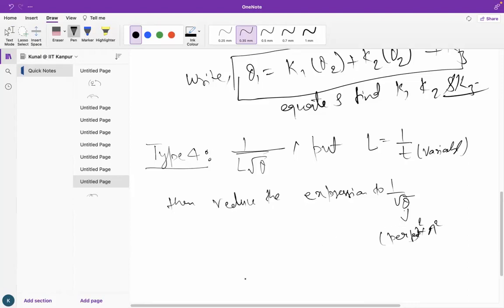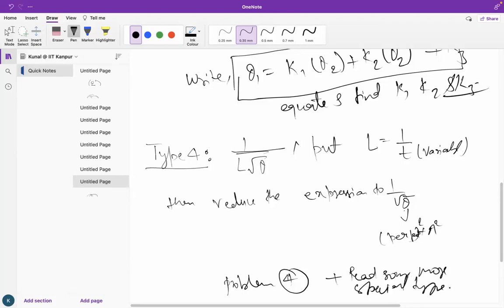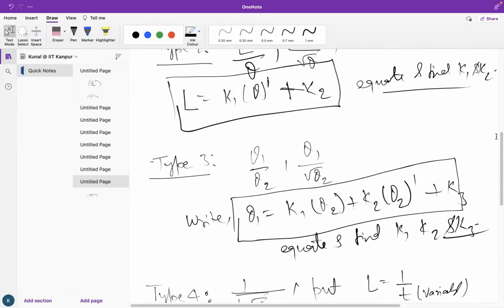So in tomorrow's class, we discuss some problems on these four basic types, and read some more special types, standard types of algebraic integration. I hope you all understand today's lecture. So thank you everyone.